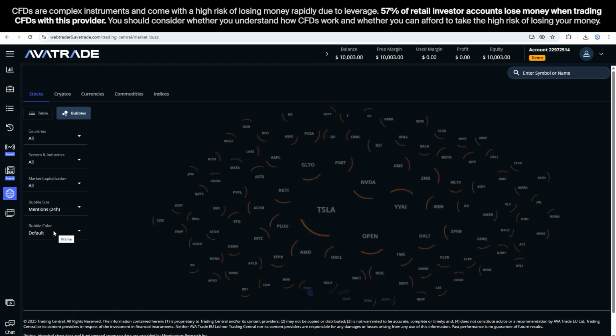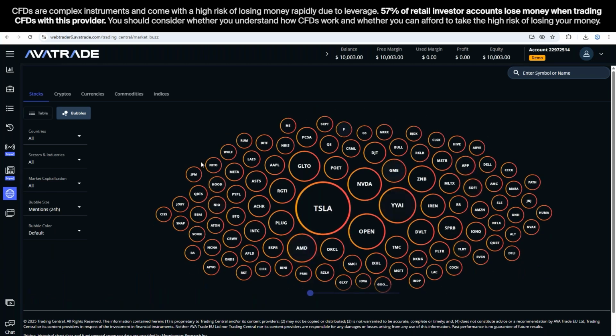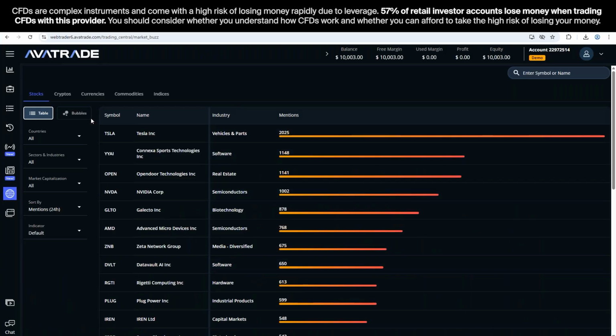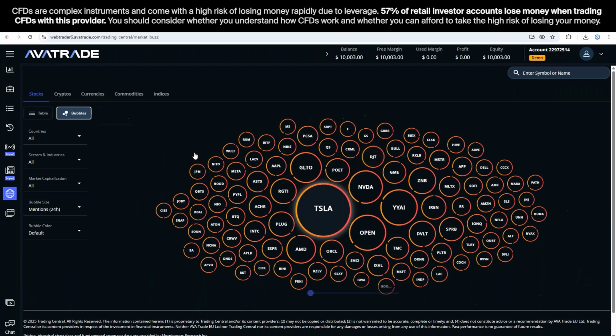let's say stocks. As you can see, there are lots of companies here. Tesla is right in the middle with the biggest bubble. Yeah, and we can even align it like this, like a table. Personally, I kind of like this bubbly thing.